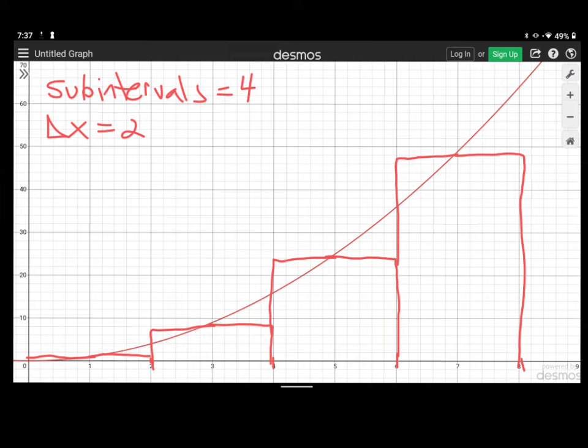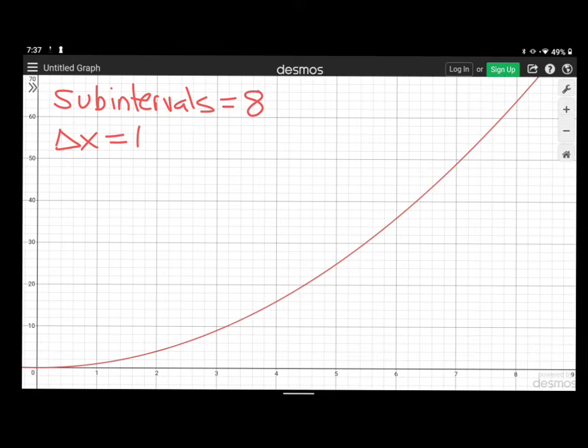Let's increase our subintervals. All right, so now we're taking our original interval from 0 to 8 and breaking it down into 8 subintervals. And that means that our change in x has now become 1. That would be our width. And that one's hard to draw.